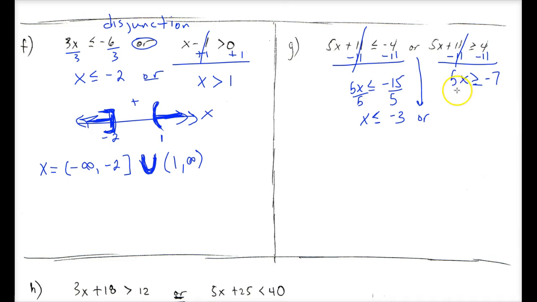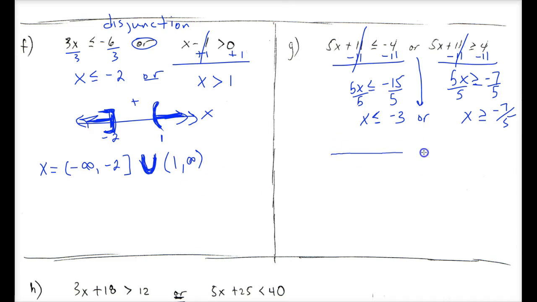Make sure my line is there. And then here we divide by 5 again. And of course, x in this case will be greater than or equal to negative 7/5. And in decimal form, negative 7/5 is like negative 1.4. So just so you know what that looks like from a decimal number standpoint.